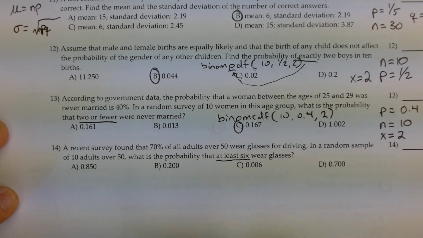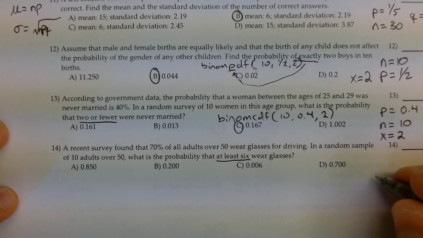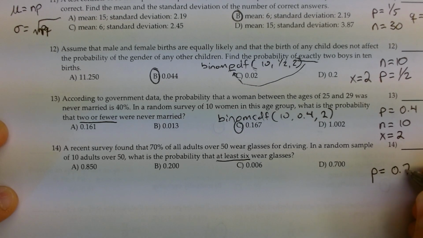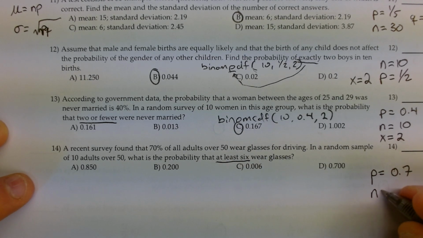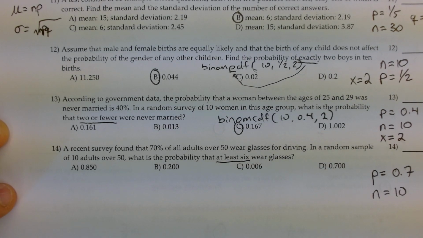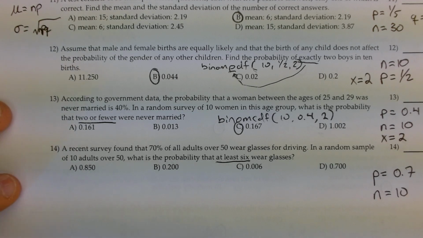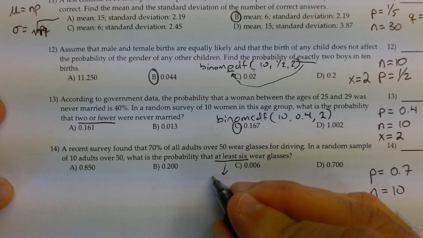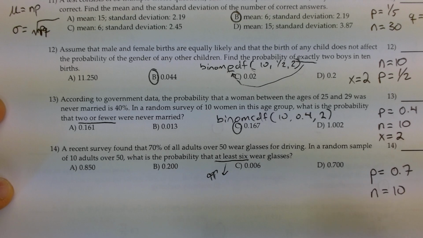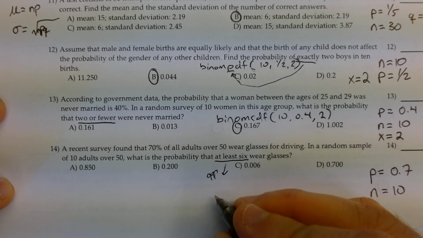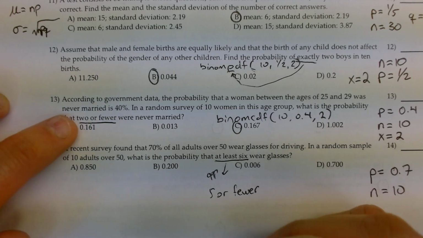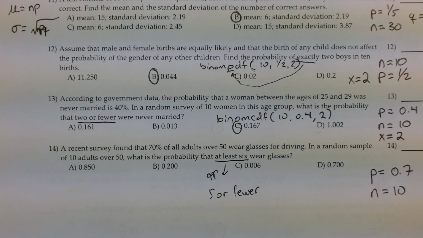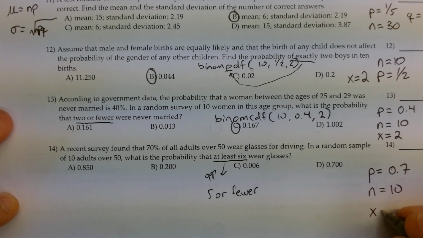So 70% wear glasses for driving. So that would be a p, probability of success, of 0.7. 10 adults again, so our n is 10 once again. And for x, we have to be careful. The opposite of at least 6 would be 5 or fewer, to sort of make it match the previous problem of 2 or fewer. So that makes our x 5.